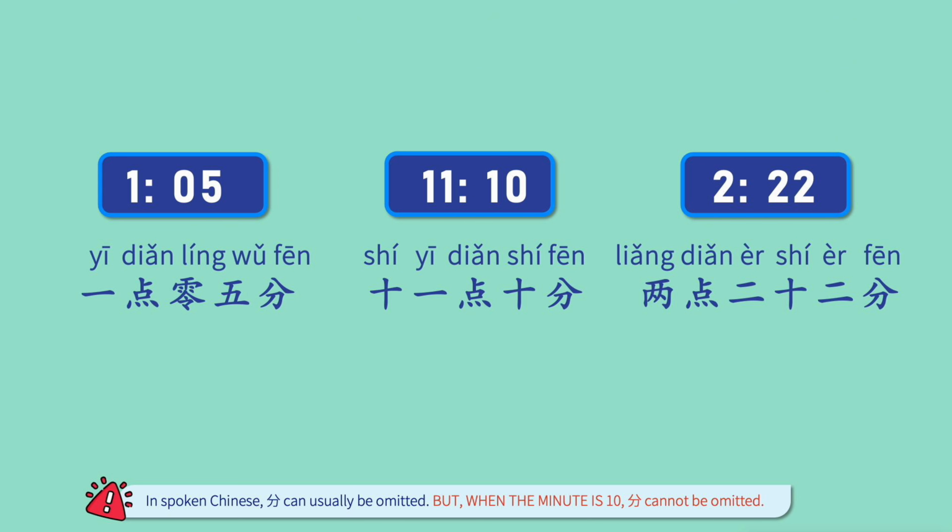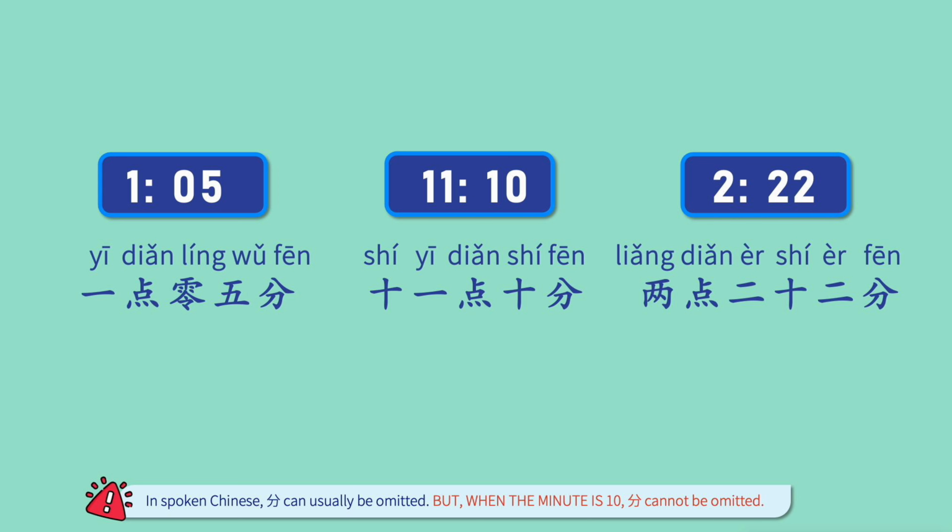Last situation is a special one. When the number 2 is used as the clock time, as the hour, then we need to change 二 to 两. It can only be read as 两. 两点22分. But when the number 2 is the minutes, we still read it as 二.